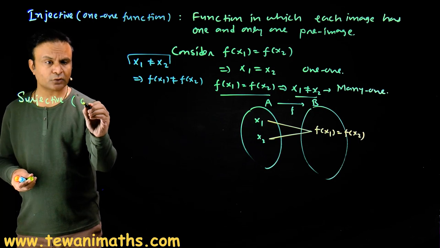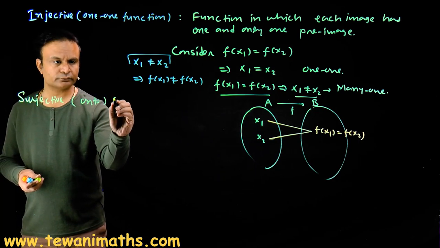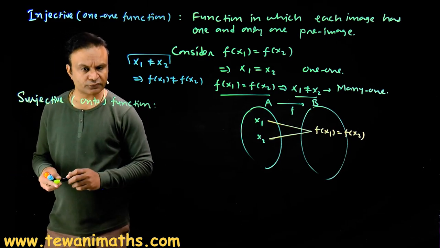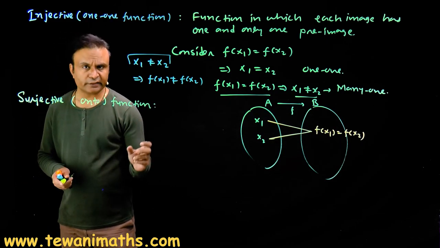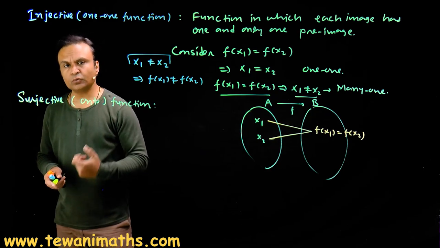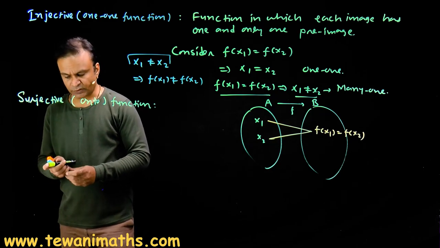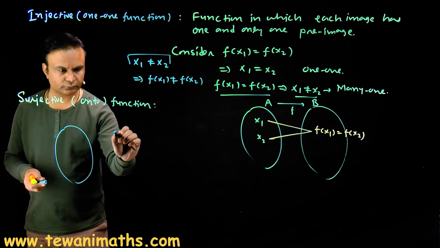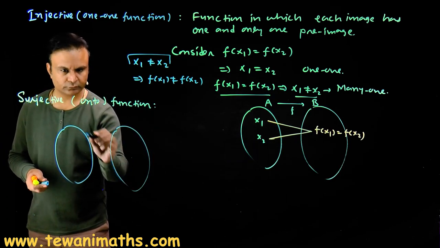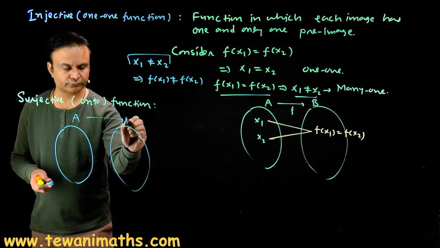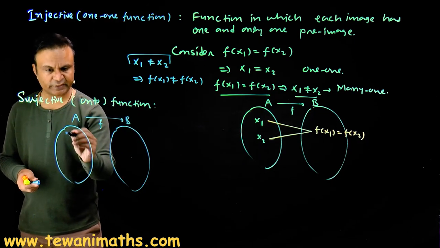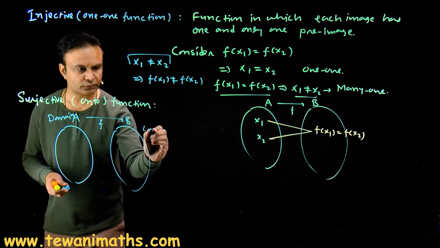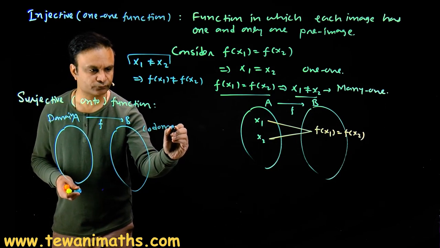Then come to surjective function. Surjective function means onto function. What is the definition of surjective function? In surjective function, range is equal to codomain. Suppose here we take mapping A to B. Function is f. This is called domain and this is codomain. We know this.